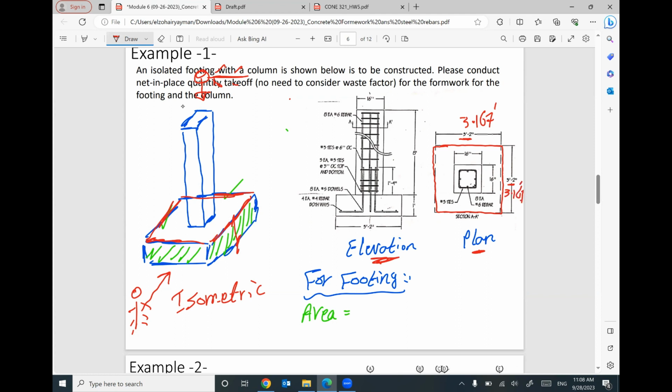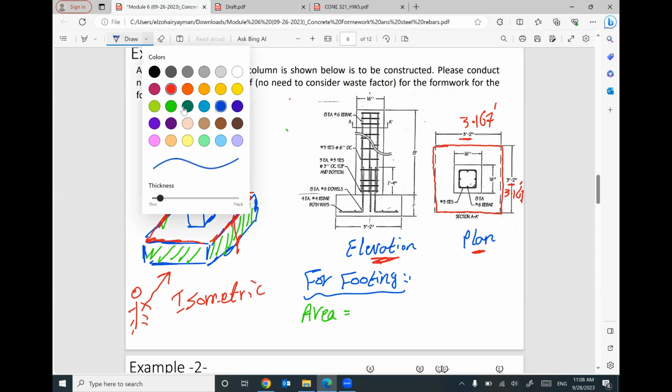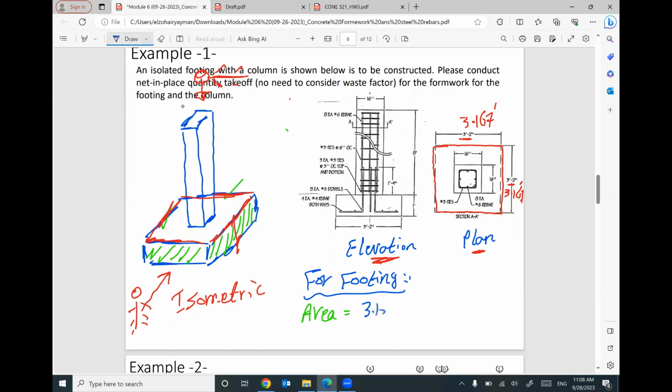And this one will be 3.167 feet. If you would like to figure out the perimeter of this square, it will be 3.167 times 4, because we have 4 sides for the square. Then I will multiply this perimeter by the total thickness of the footing.